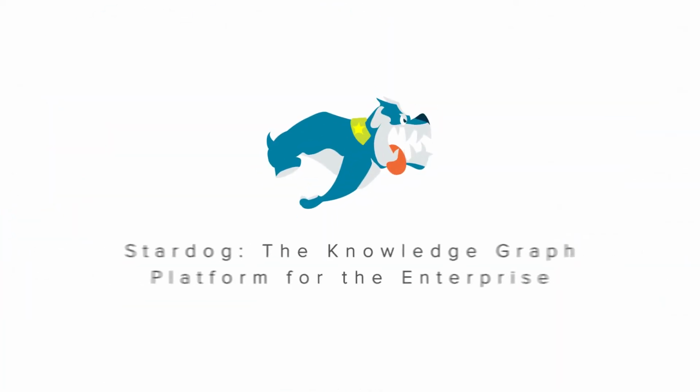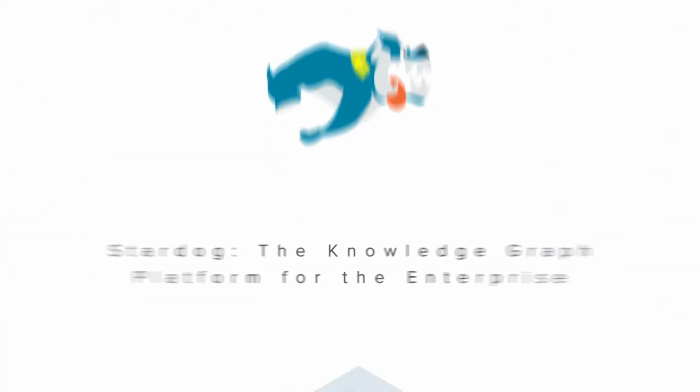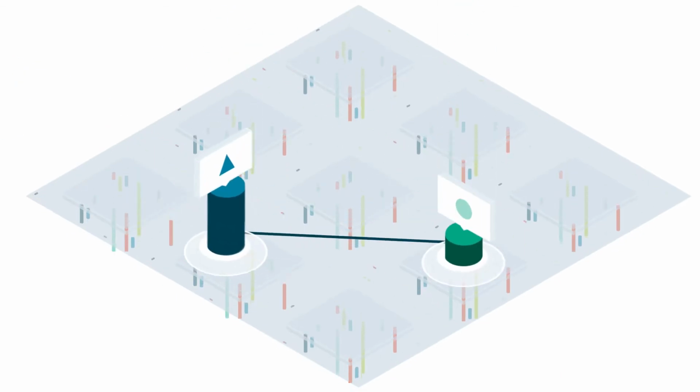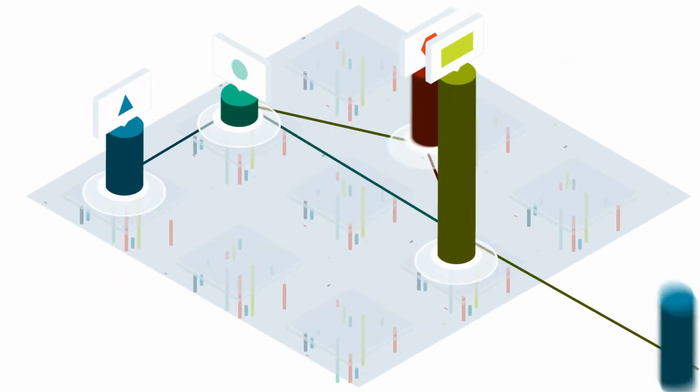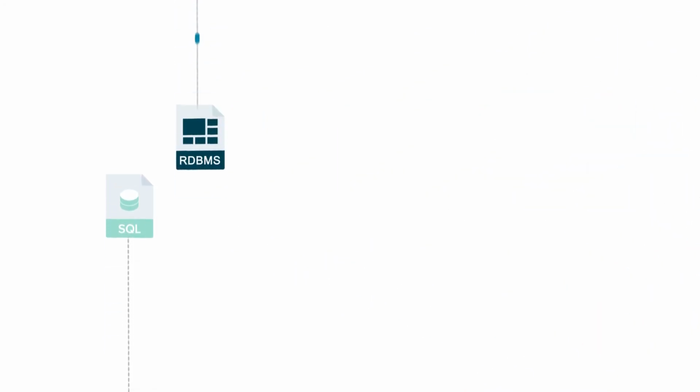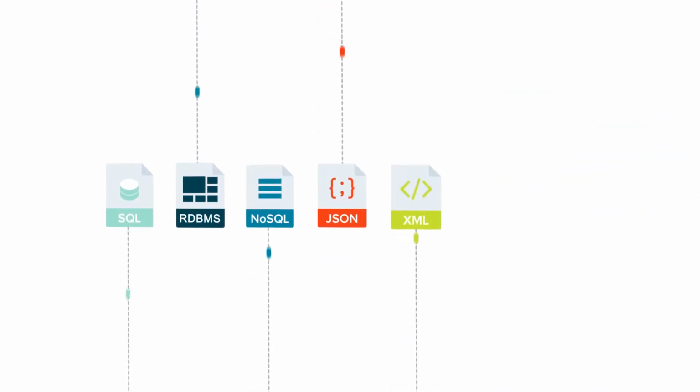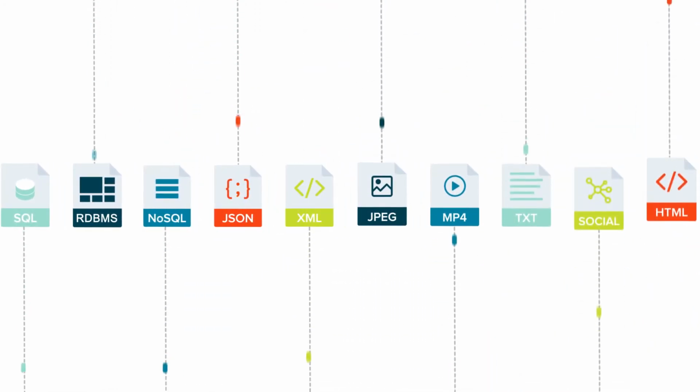Only Stardog, the knowledge graph platform for the enterprise, can enable organizations to unify all their data, including data sources and databases of every type. This includes structured data, as well as semi-structured and unstructured data too.